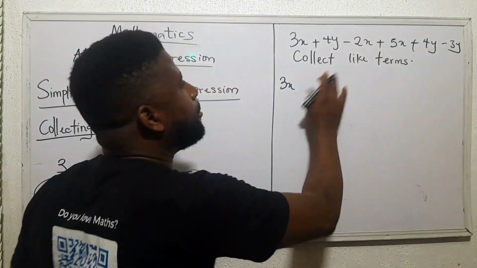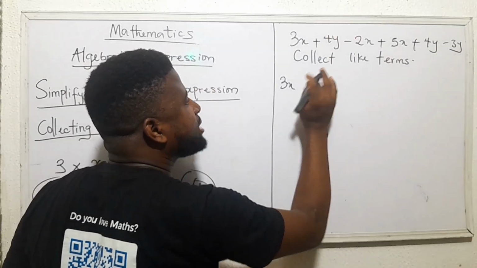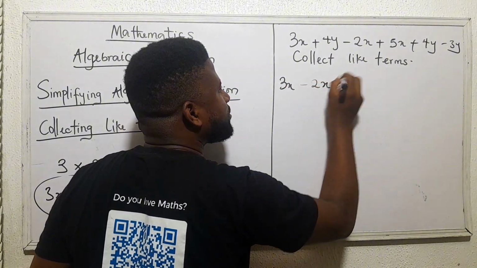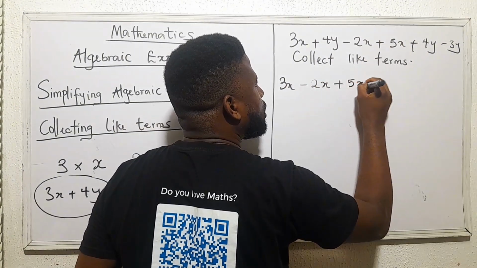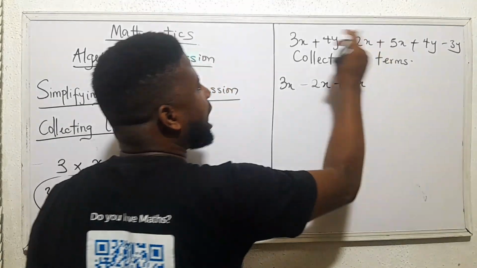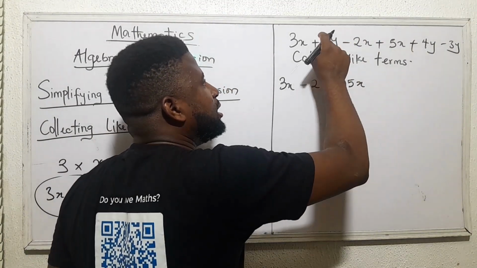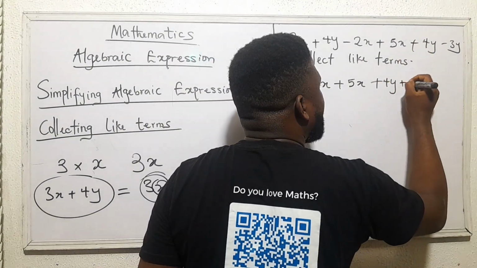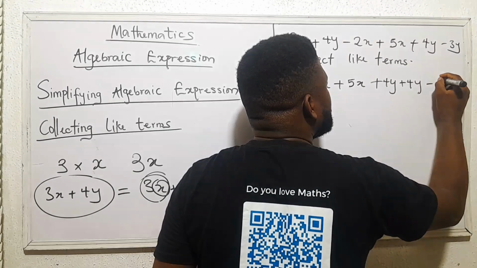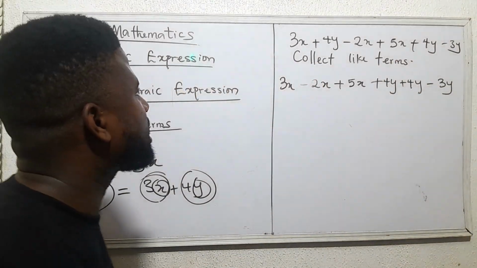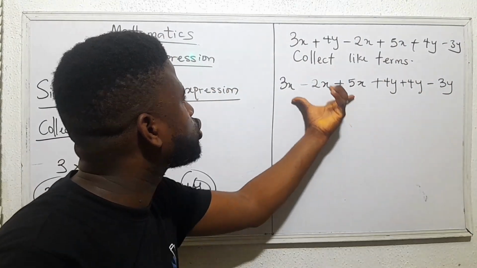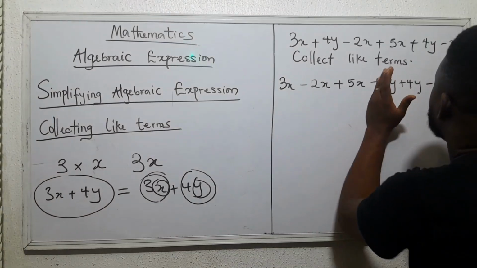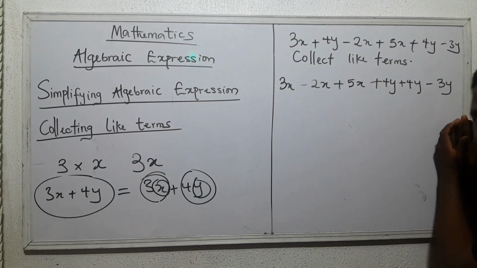So when I'm lifting minus 2x to meet 3x, I lift it with the operator, which is the sign. So I have minus 2x, and then I have plus 5x, because plus is the sign with it. Then I bring together the y's. The sign with 4y is plus, so I have plus 4y. Then I have plus another 4y, and then minus 3y, right? So we can now go ahead to add or subtract the terms with the same variable, and do likewise with the terms with the y variable.